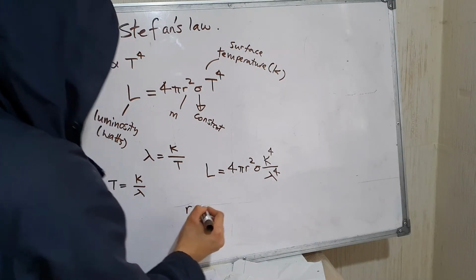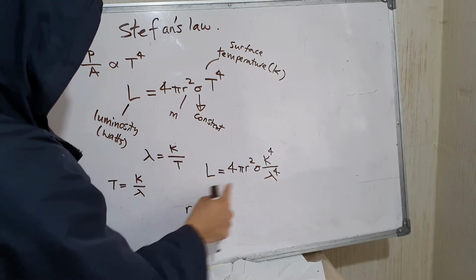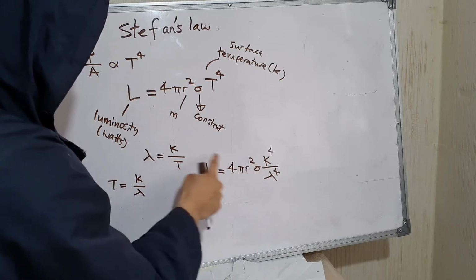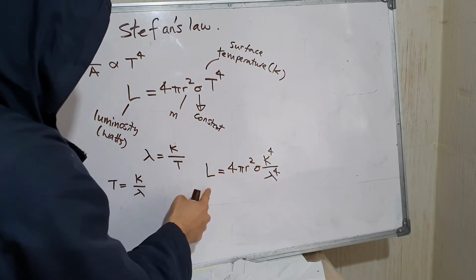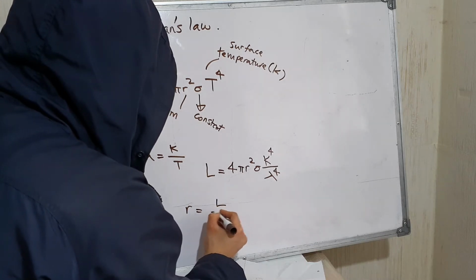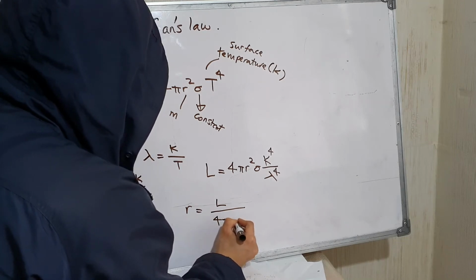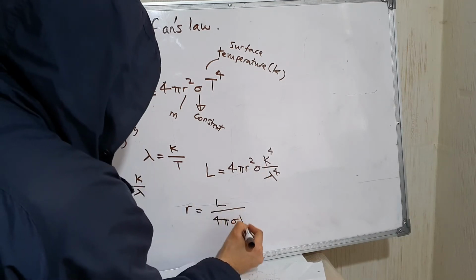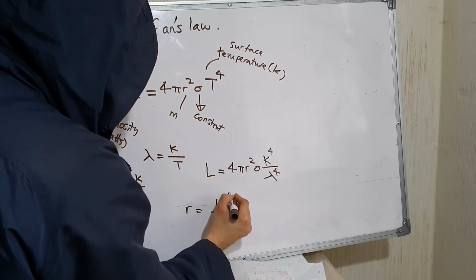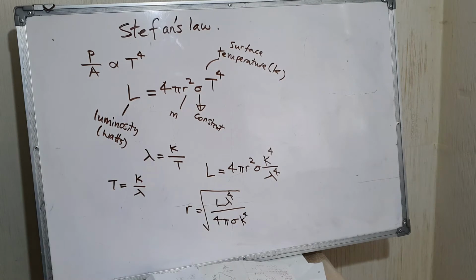So R is equal to, if you put 4 pi downstairs, sigma also downstairs, but because you're dividing by a fraction, you're multiplying by lambda to the power 4, and you're dividing by K to the power 4. So R is equal to L divided by 4 pi sigma. K to the 4 goes downstairs, and lambda to the power 4 goes upstairs, and it's square rooted. Okay, so that is Stefan's law.